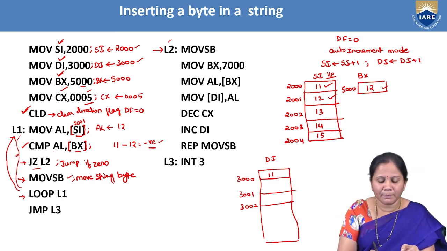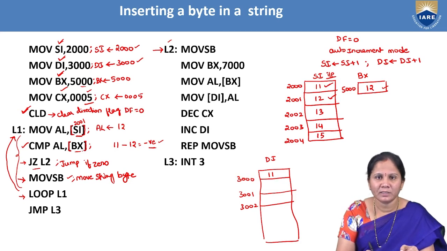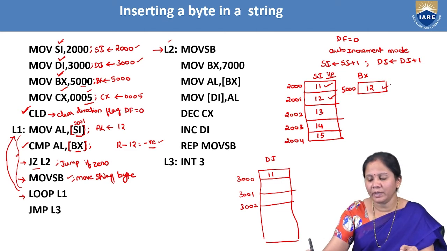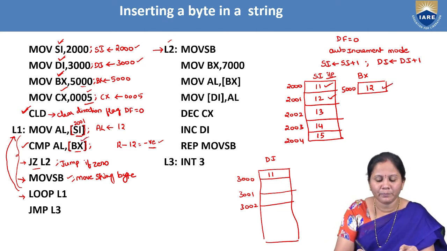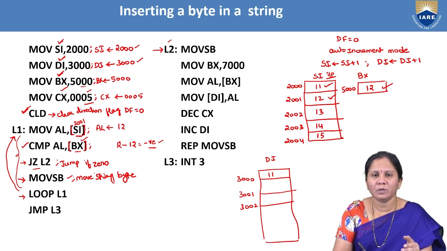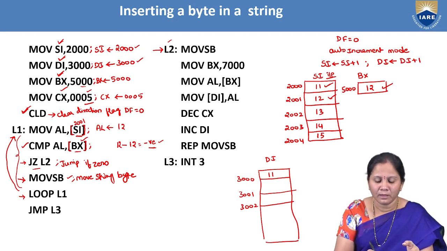And the next instruction is compare AL comma [BX]. Now the value which is present in BX and AL will be compared. AL is having 12 now, and the BX value is anyway fixed. It is 12 only. Only the content of SI and DI will be incremented, not BX. So compare AL comma BX: 12 minus 12 will be compared and the result will be 0.